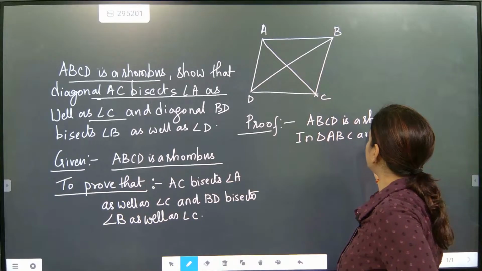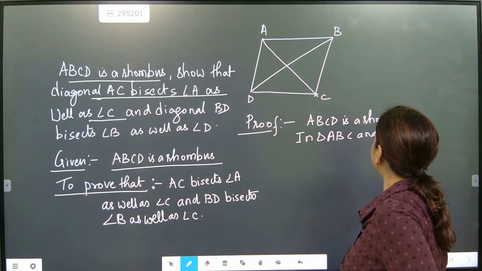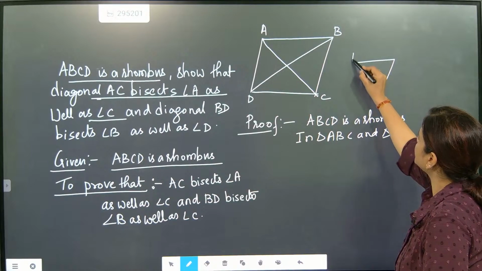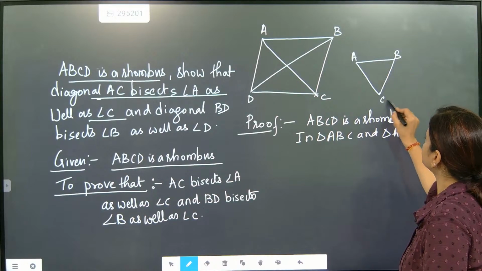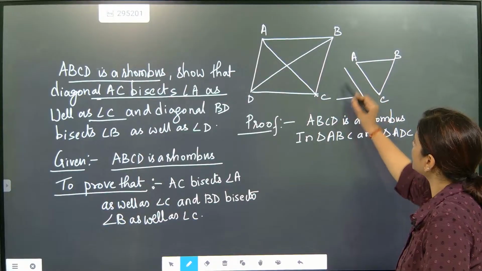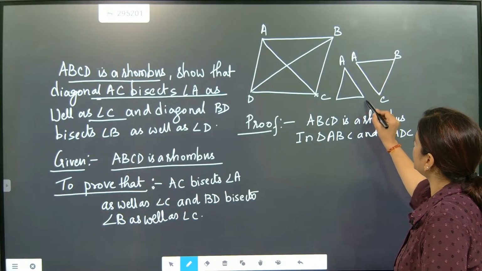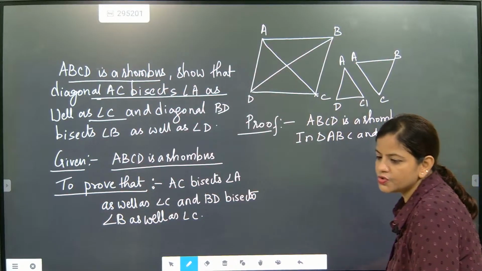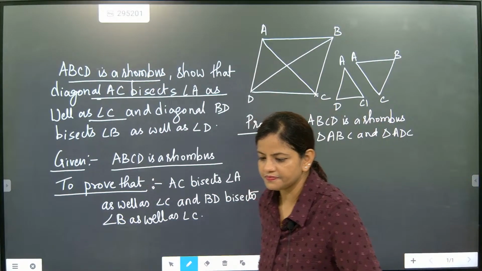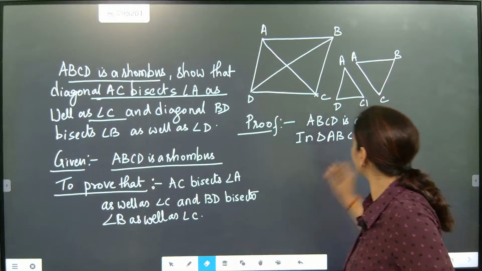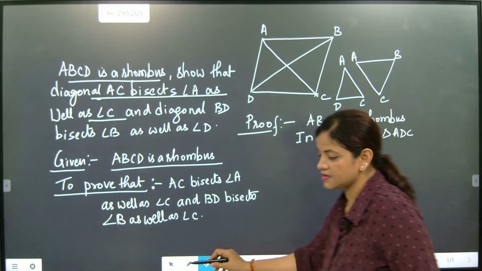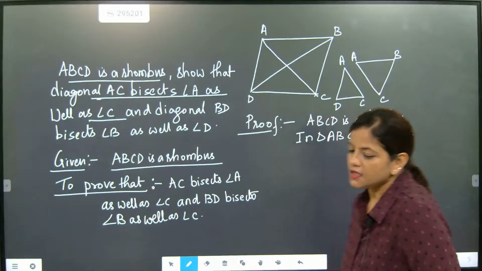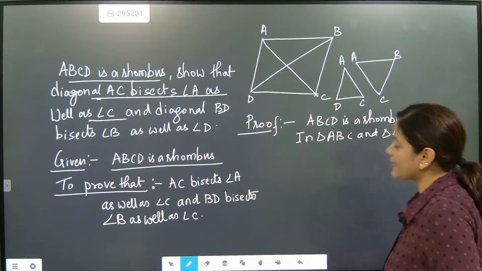After that, next part is, we will take triangle ABC and triangle ADC. So two triangles we have taken: this triangle is A, B, C, and this triangle is A, D, C. I hope you might have understood. So this much part we have exactly taken.